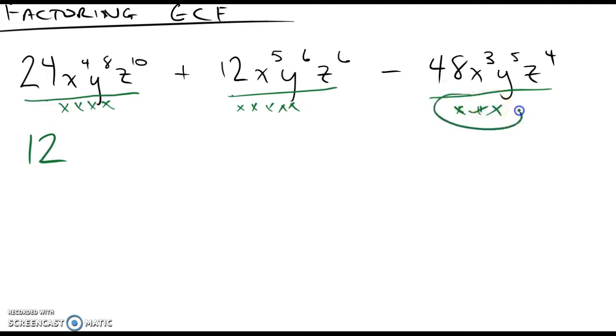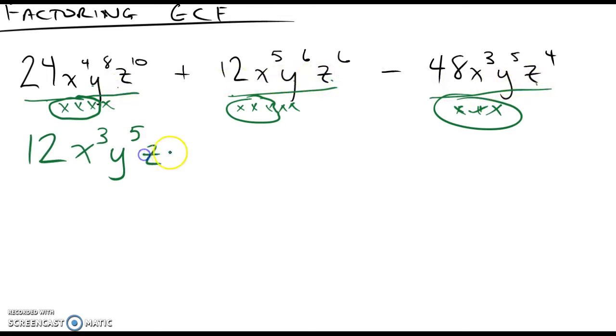And then we can take 3 out. Remember, greatest common factor, so the greatest that is common to each one of these. So x cubed. And we're going to take out as many y's as we can. We've got 8, 6, and 5. The most we can take out are 5 y's. And we've got 10 z's, 6 z's, and 4 z's. The most we can take out are 4 z's.